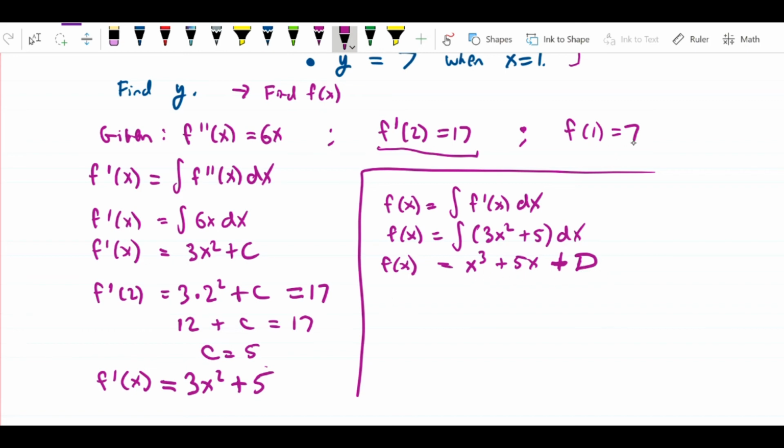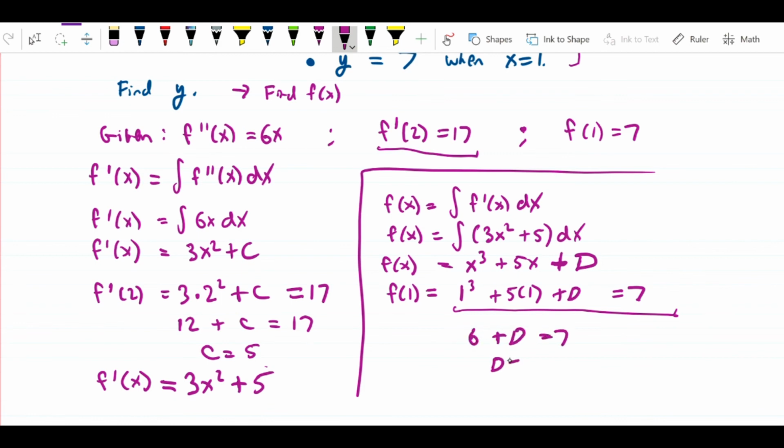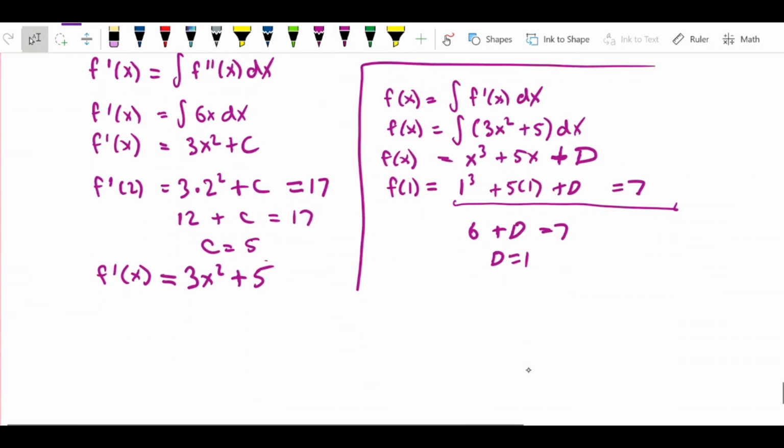Look what we're given. We're given f of 1 equals 7. So f of 1 is equal to 1 cubed plus 5 times 1 plus d, and we know that that has to equal 7. So focusing on this part of the equation, we have 1 plus 5 is 6, plus d is 7. So if 6 plus d equals 7, that gives me d equals 1. Therefore, I now know what f is because I know exactly what d is. So the answer is f of x is equal to x cubed plus 5x plus 1.